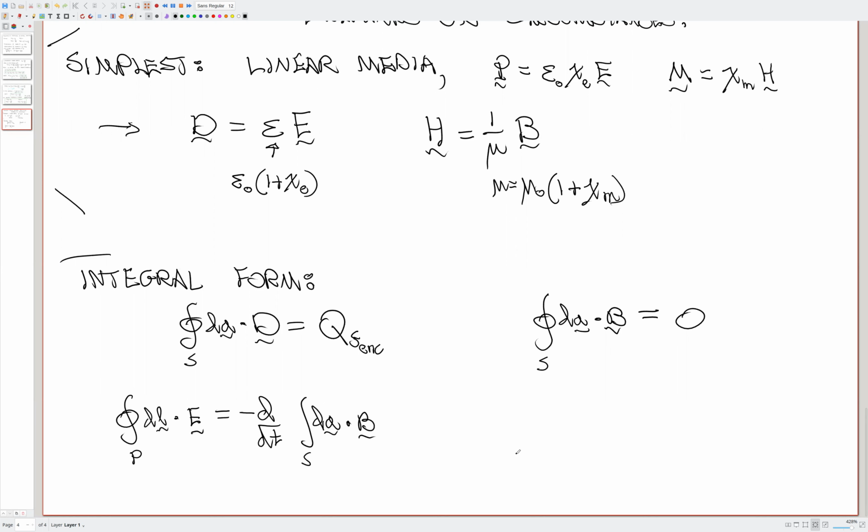But now I can do exactly the same thing with the Ampère-Maxwell in matter. And again, applying Stokes' theorem, integral over a certain path, dl dotted with H. This is going to be the total free enclosed current plus the time derivative of what we could call the displacement flux in there, the surface integral of D.